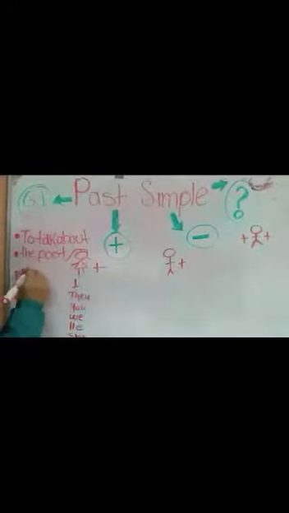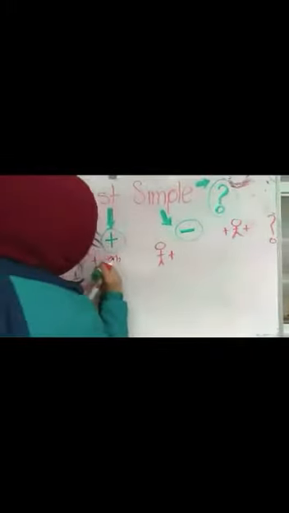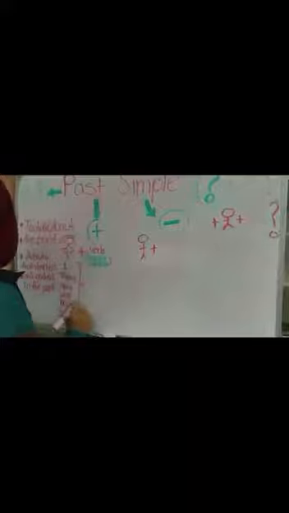Past simple. We use past simple to talk about the past and for actions that started and finished in the past. For positive form, we use first subject, then verb. Exist regular and irregular verbs. For example, for I, they, you, and we can say played with regular verb, but for he, she, and it, we can use irregular verb like bought.